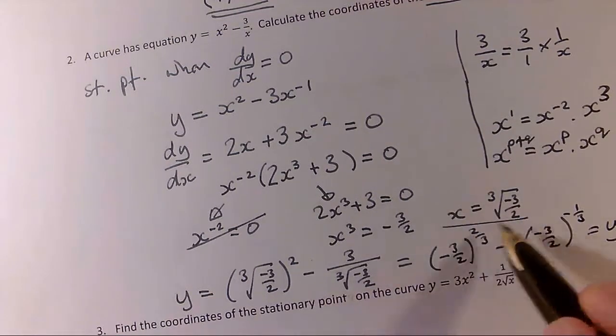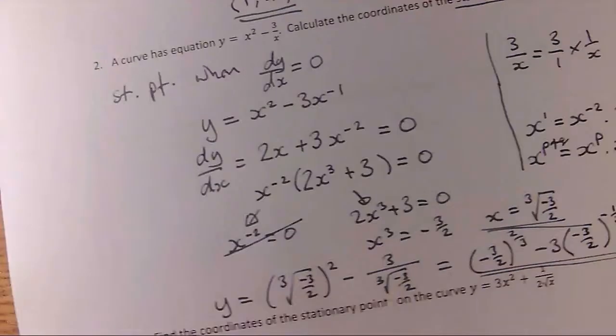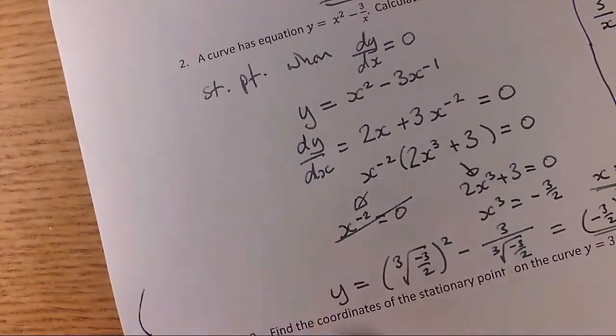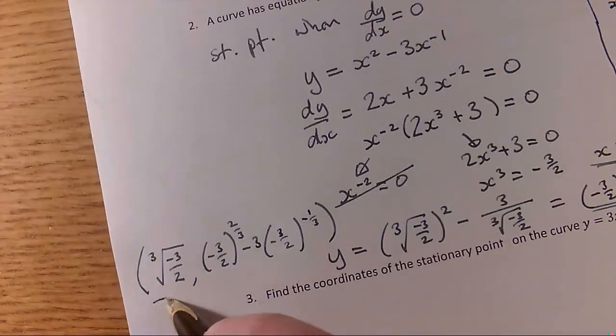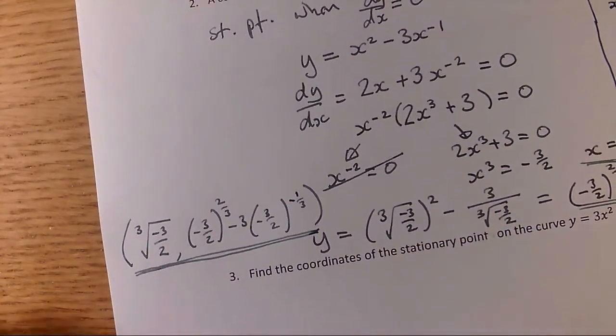So I've given my x, I've given my y. I should really write those into coordinates. Let's do that. So it's this untidy looking point here. And check the question carefully, but it might be appropriate to give decimal equivalents on things like that.